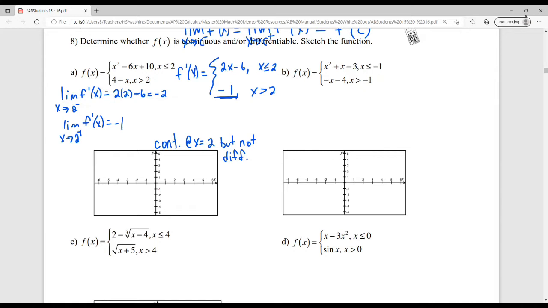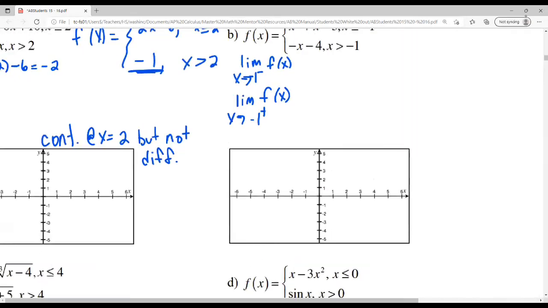Part B, we're going to look at the same thing. We're going to look at the limit as x approaches -1 from the left of f of x, and the limit as x approaches -1 from the right of f of x.